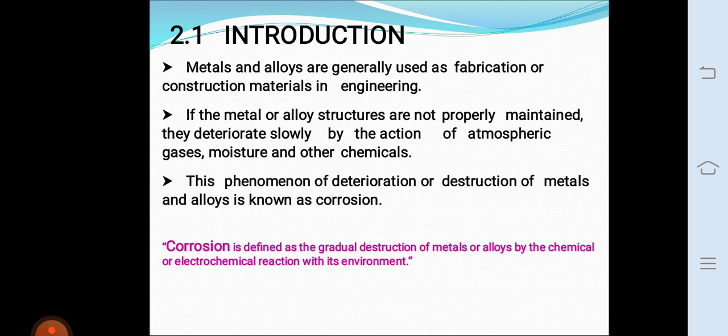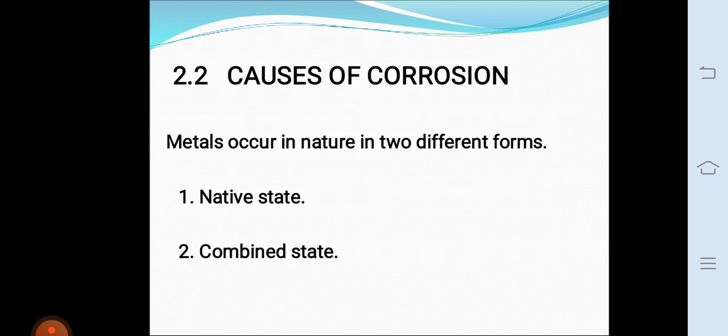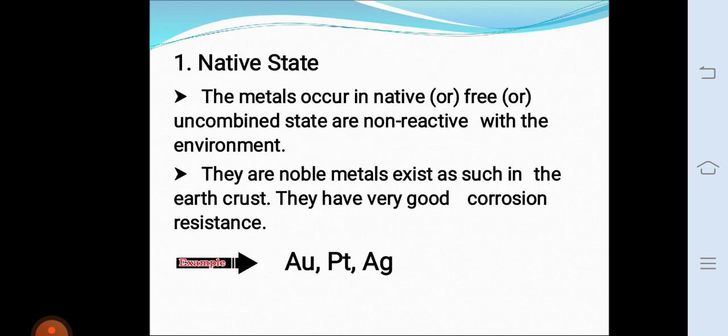The causes of corrosion. Metals occur in nature in two different forms. One is native state, second one is combined state. Native state means metals occur in native or free or uncombined state, non-reactive with the environment. They are noble metals that exist as such in the earth's crust. They have very good corrosion resistance. For example, gold, silver, platinum.